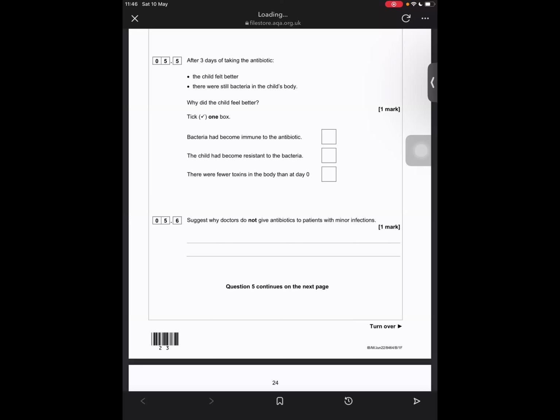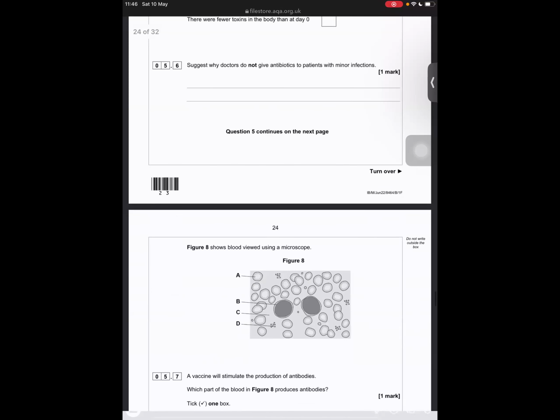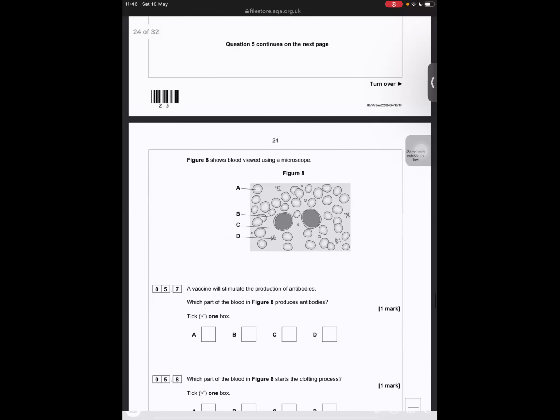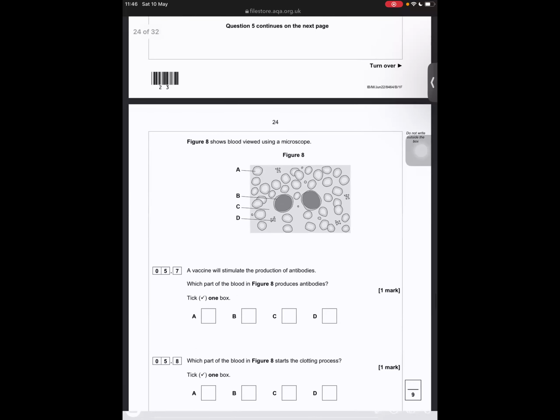But what does the marking scheme say? To reduce and prevent resistant strains of bacteria, to reduce antibiotic resistance. Okay, so yes, that's true. The body can even start resisting the antibiotics. All right, let's move on.